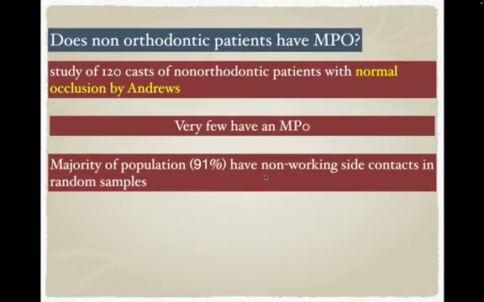So when we discussed the working side, when the patient is sliding the mandible forward or moving the mandible to the right, on the left side, which we call the non-working side, there should be no contact according to Roth. However, 91% of the population examined in that sample have a non-working side contact, which means when they slide to the right, there is a contact on the left. And when you see these patients, there's no problem with them. There is nothing affecting them. So why achieve mutually protected occlusion?